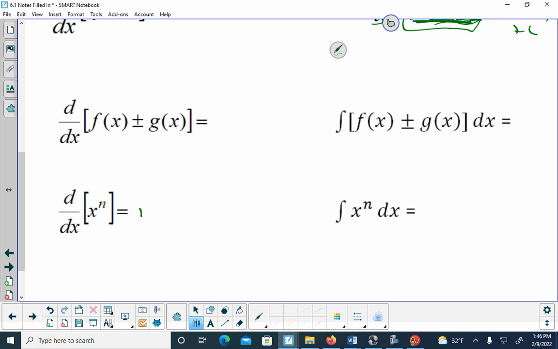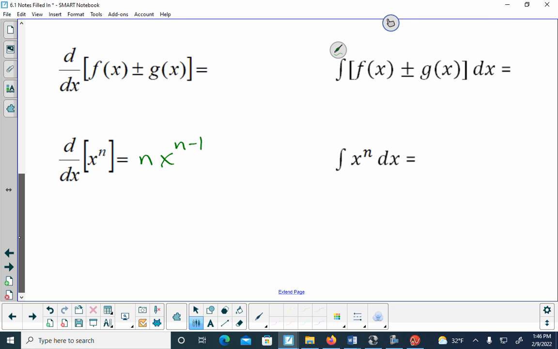This would be n times x to the n minus 1. Do we agree? If I'm taking the derivative of a number raised to a power, you multiply it by that power, you reduce the power by 1. Do we agree? Now, when I'm taking the antiderivative, I have to work it backwards. So what is that going to look like?